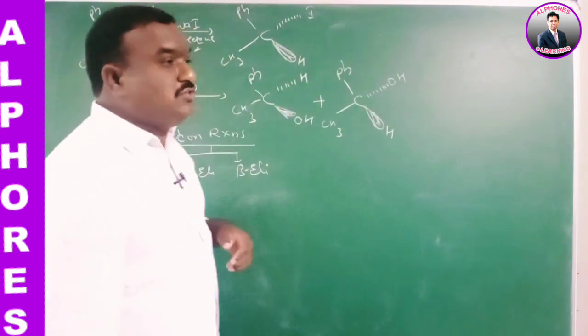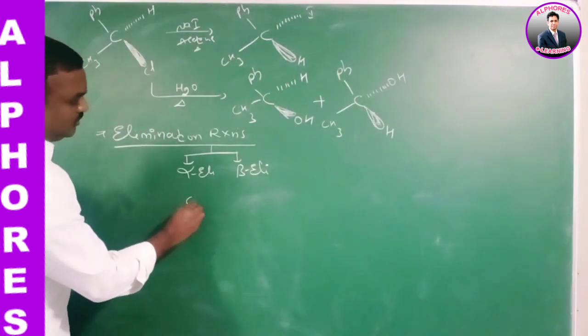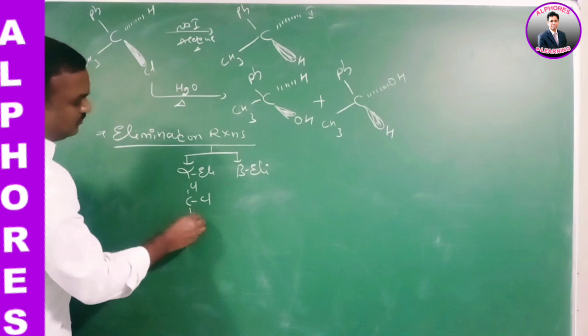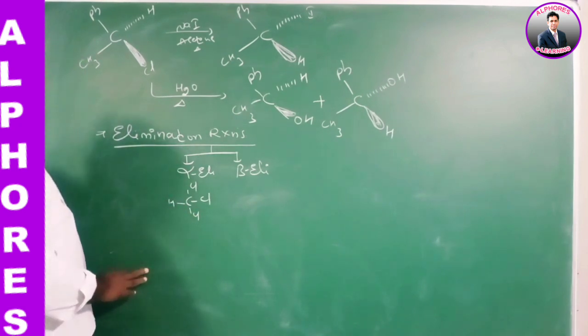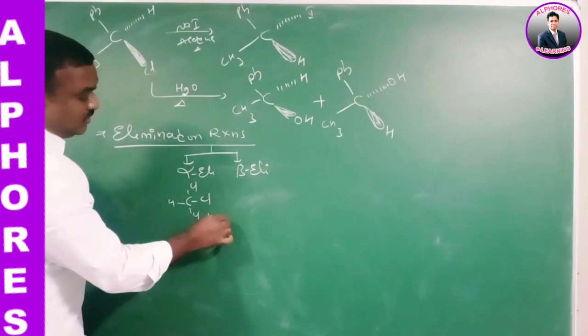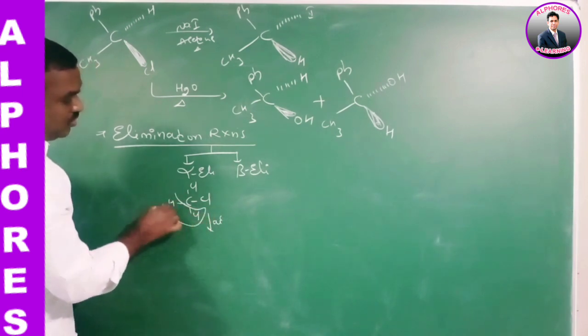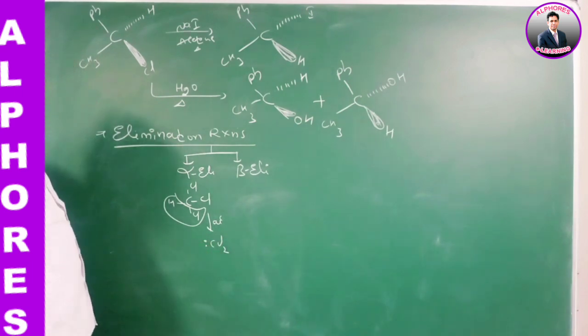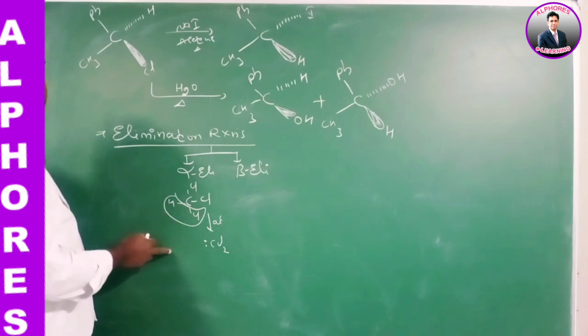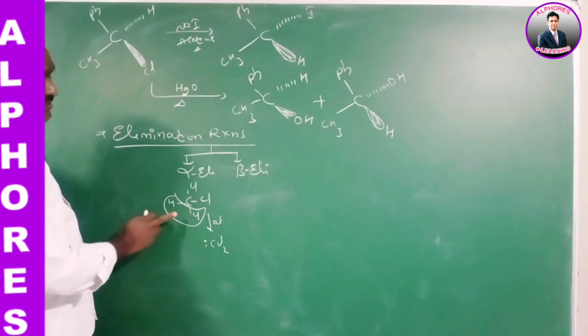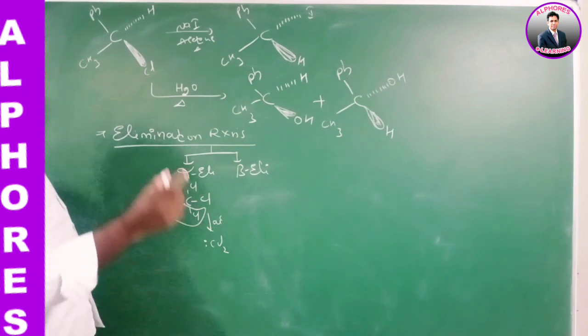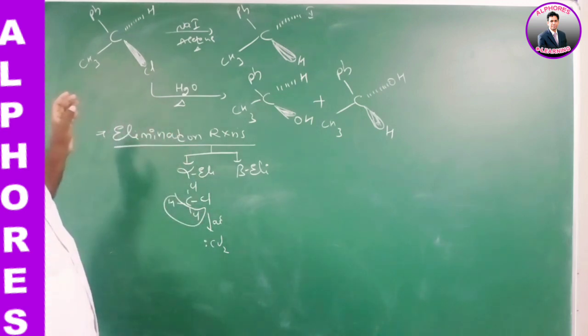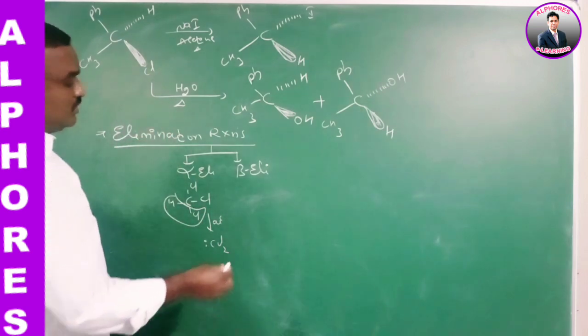Supposed to be here chloroform is given, which has three chlorines. Here an alkaline reagent is given. Removal of H and Cl will give what? Carbene, dichlorocarbene. Removal of two groups, hydrogen and chlorine, from where? Only one center. This type of reaction is called what? Alpha elimination reaction.